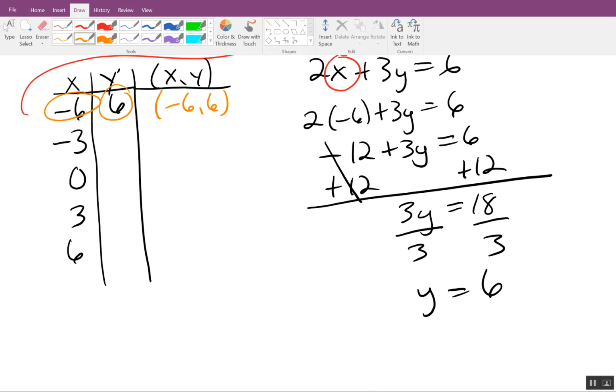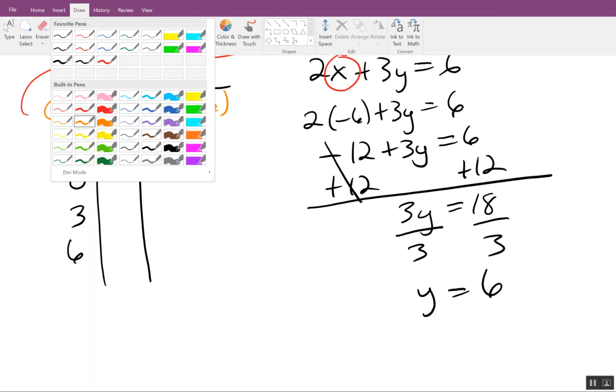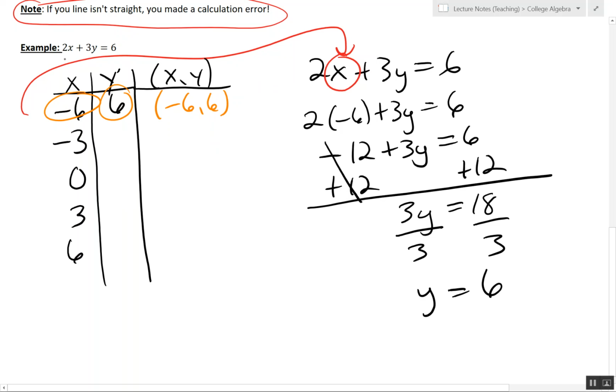Now, I'm not going to bore you with the other parts of the calculation, but they all go very similar. You'll take the negative 3, plug it in for x, you'll get a value. Same thing with the 0, the 3, and the 6, and the values you get are 4, 2, 0, and negative 2.